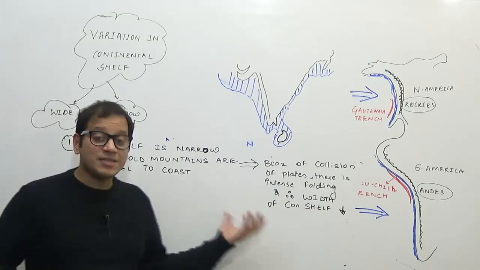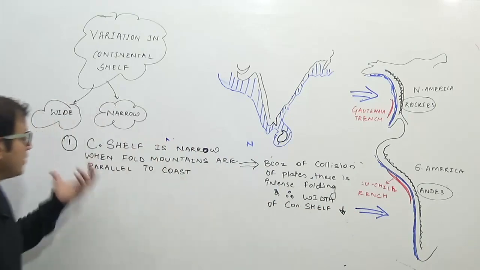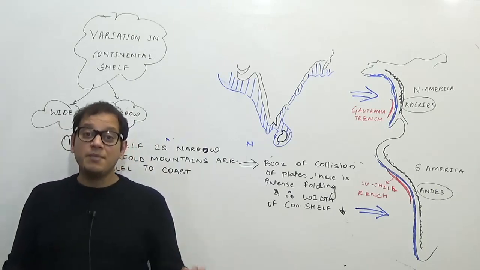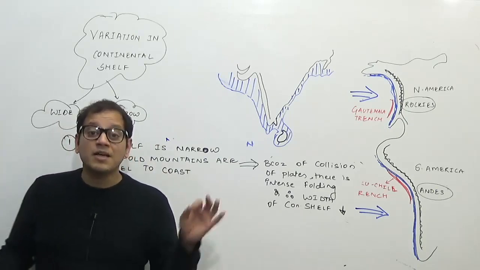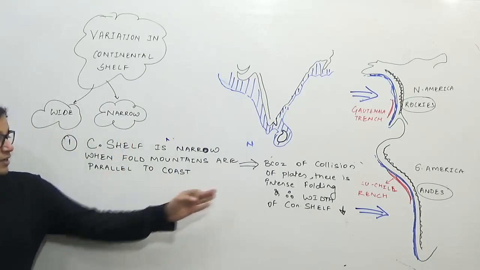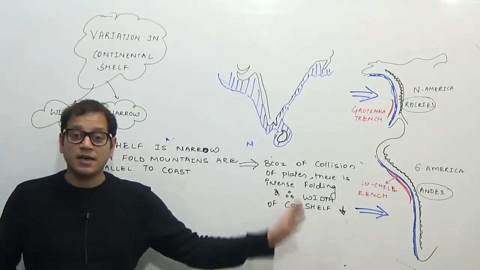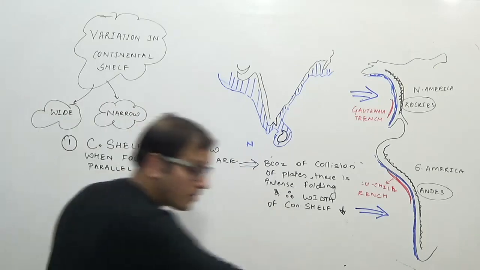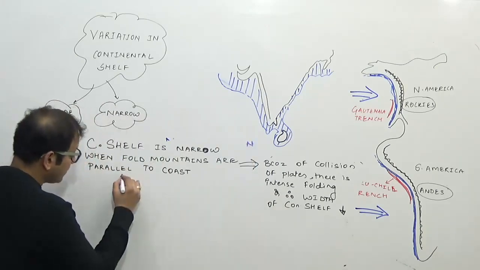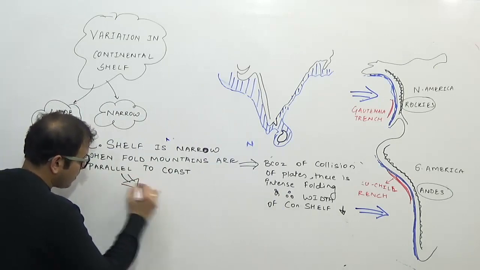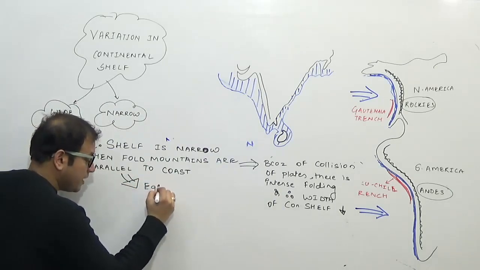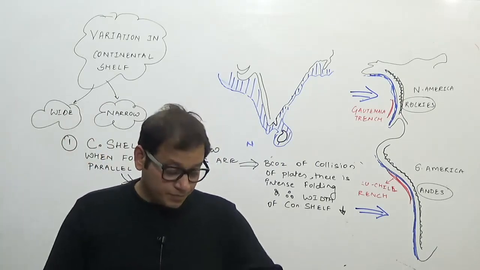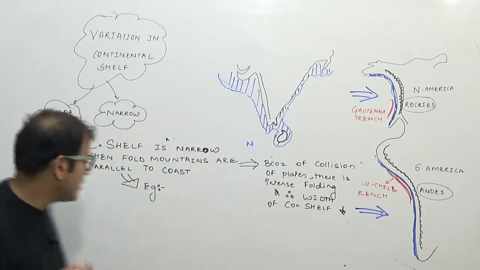I hope that you understand this. What I have written here is that the continental shelf is narrower when the fold mountains are parallel to the coastline. Why? Because of the intense folding mechanism, the width of the continental shelf decreases. This is what I have written. Decreases I have shown with the arrow. Now, what is the example of this? Obviously, for the preliminary examination you will have to do the examples, because these are what is asked in the examination.